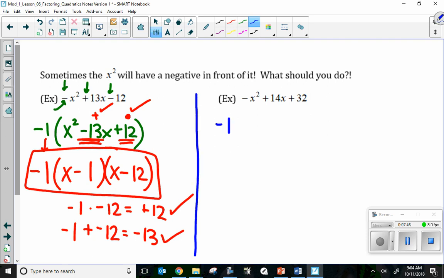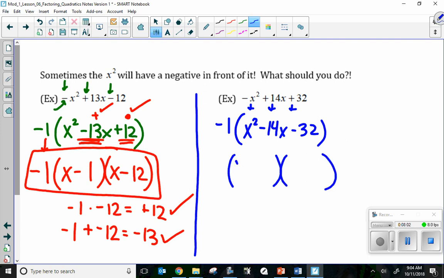Next one. Factor out the negative 1. Flip all these signs. Positive x squared minus 14x minus 32, all right? Parentheses, I'm gonna put my x's here. Still need to bring my negative 1. Now, what multiplies to negative 32 that adds to negative 14? In order to get a negative product, I need to multiply a positive number times a negative number.